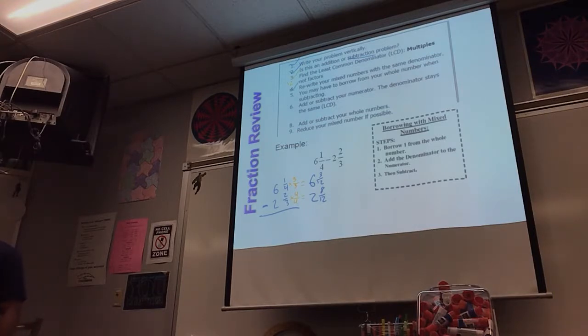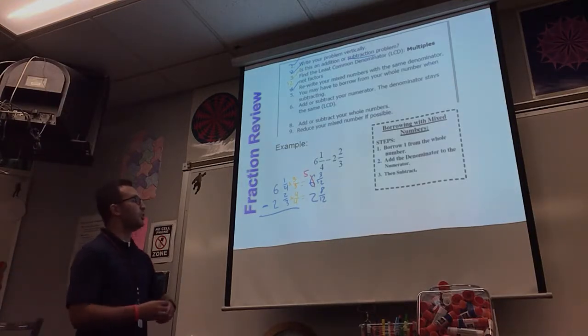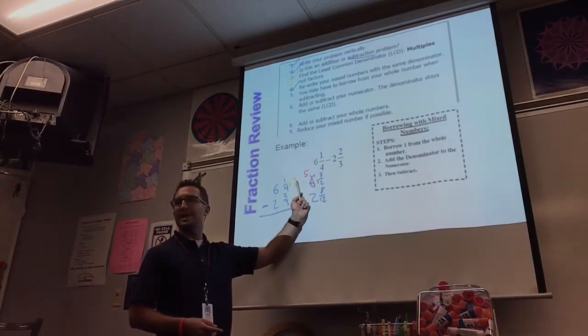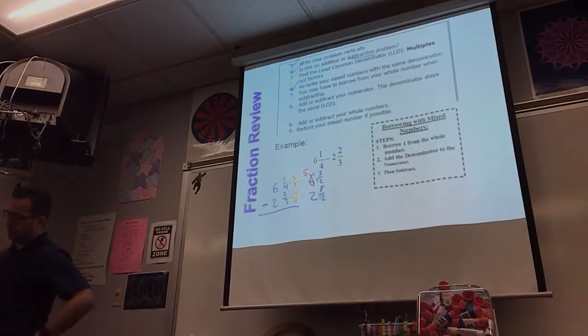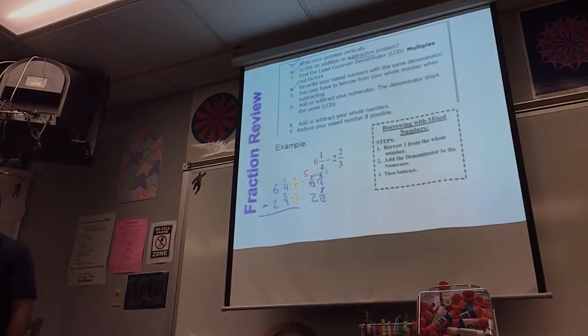We've done step 4 here. You may need to borrow from the whole number when subtracting. In this case, we are going to need to borrow from the whole number. So 6 becomes 5. And I'm borrowing one whole value. What am I borrowing? I'm not borrowing 10, I'm borrowing 12 twelfths. So 3 twelfths becomes 15 twelfths.